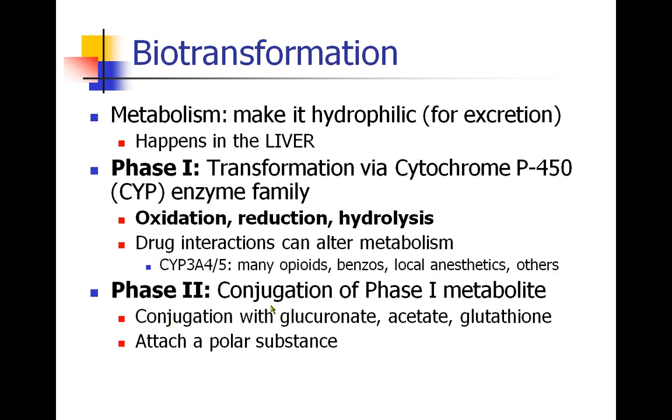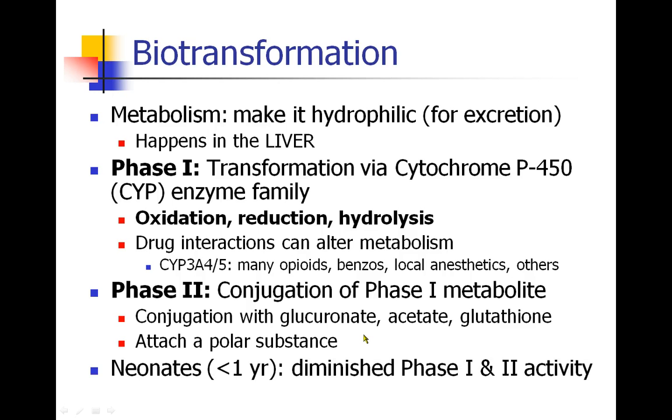We also have phase 2 type reactions. These are called conjugation reactions. Often a phase 1 metabolite goes on to phase 2. But conjugation means that you add some sort of a polar substance, again, for the goal of making it hydrophilic. So different substances like glucuronate or acetate or glutathione are added to the molecule to make it more water-soluble and easier to excrete. I should just point out that babies, neonates in particular, have very diminished phase 1 and phase 2 activity.